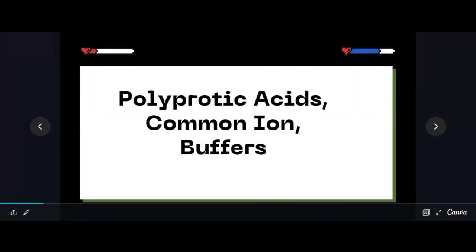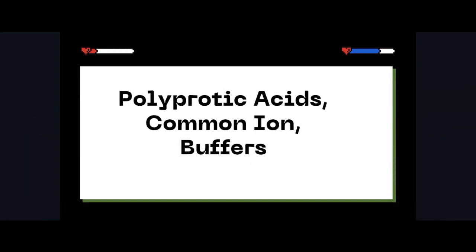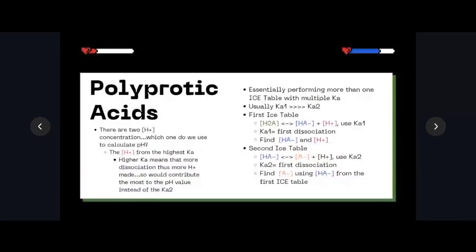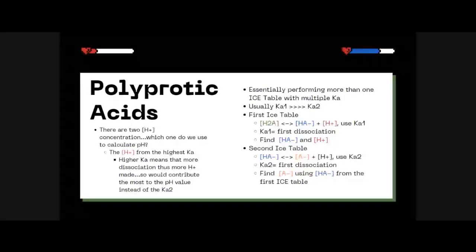Okay, so the first part of this review is going to focus on polyprotic acids, the common ion effect, and buffers. Polyprotic acids are unique in that instead of having one proton, or one H, attached to the molecule, there are actually multiple. This changes the way you approach problems like finding the pH, because we have to account for all those dissociations in that molecule.